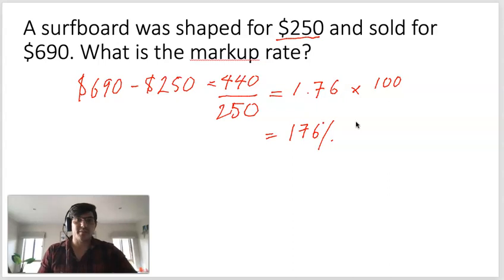So this makes sense. Remember that markup is increasing our price. Essentially, the surfboard was sold for 176% of the original price, and that is correct as well.